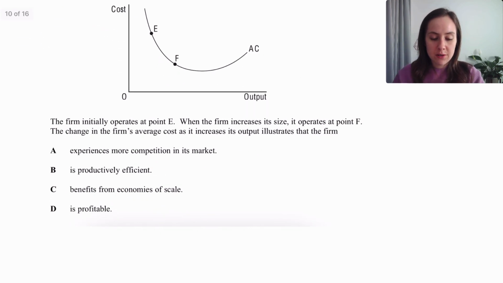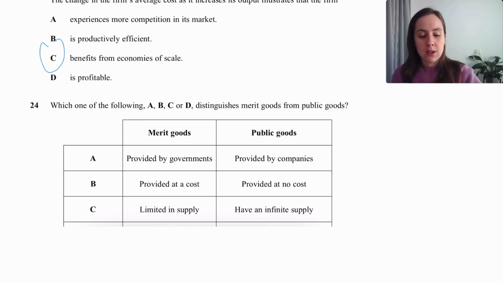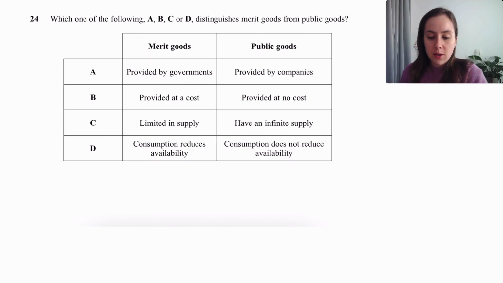We've got average costs, the economy operating at E, growing in size, average cost falling. This is economies of scale. Something that maybe you don't do in year 12, but some of you in year 13. Okay, public goods are not provided at all.